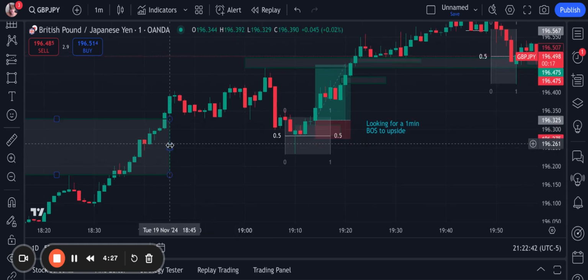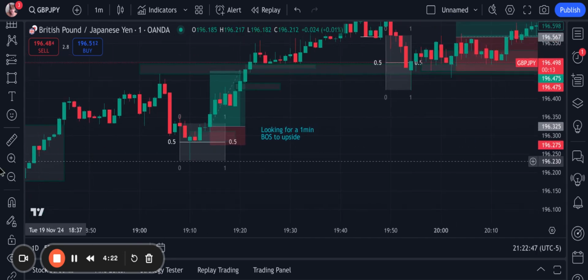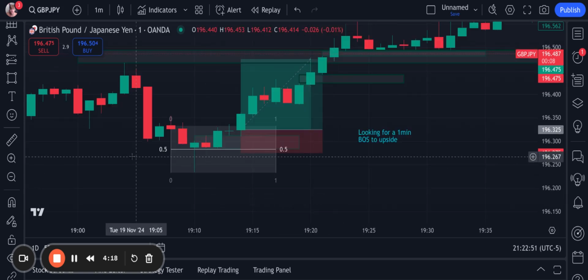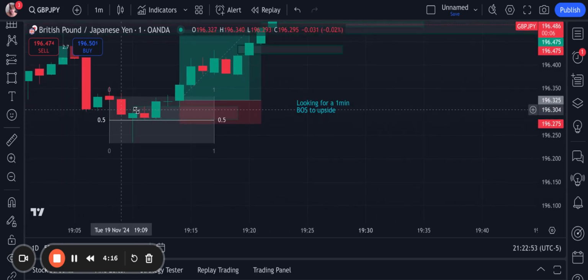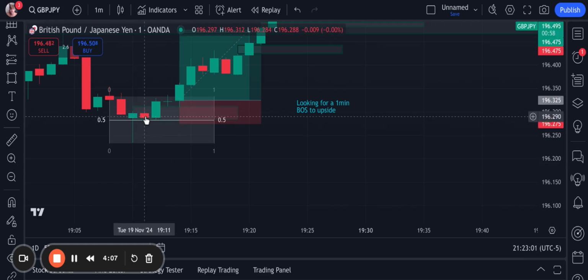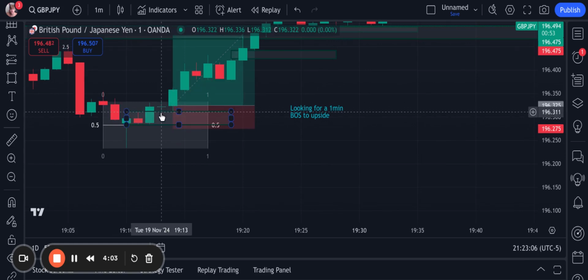So whenever price entered into this 15-minute fair value gap, all I had to do was just look for a 1 minute break of structure. Price gave me the 1 minute break of structure right here. So what was the last move down that caused this move up? I just counted this as the order block. Price had entered into this order block here and then closed as a bullish candle.